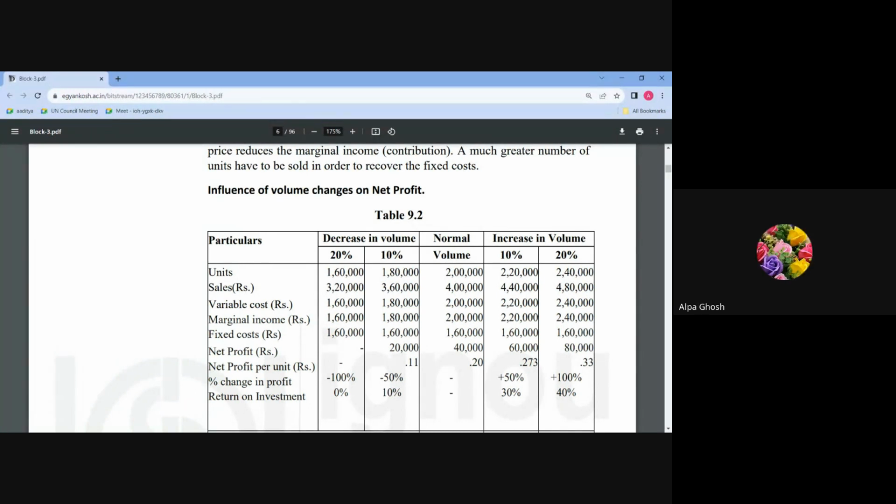Now we have to make a change in that 2 lakh units. All the calculations will be as per the new units that you will receive. So let us take the central part. The central is the normal volume, the one which is given in the question. The information is provided in the question. So what is the normal volume? 2 lakh units.